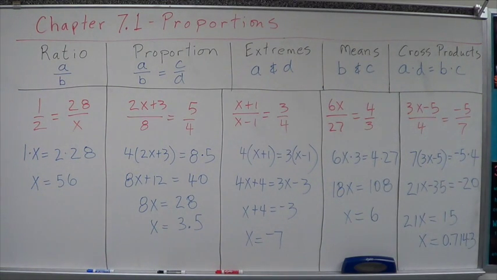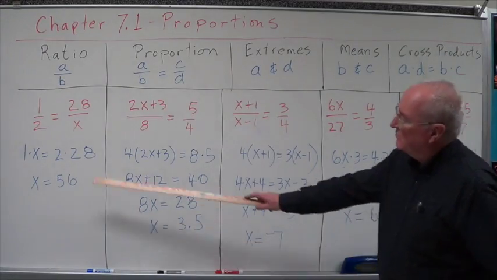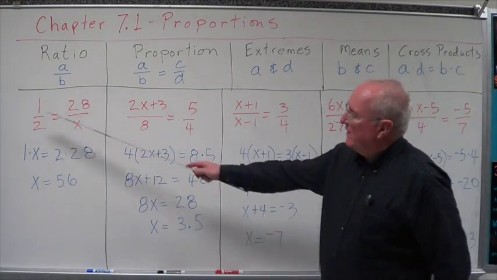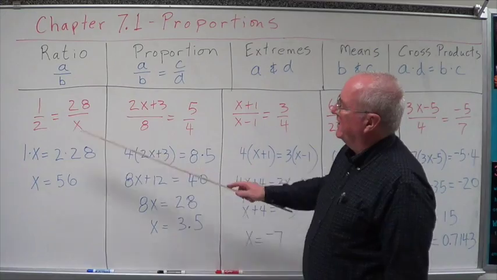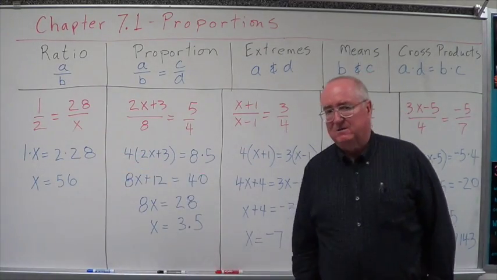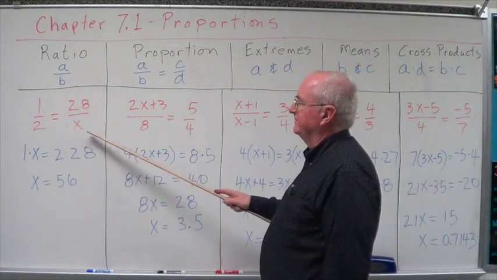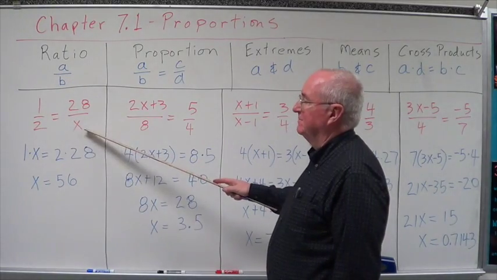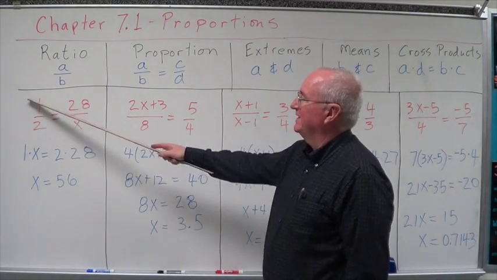Okay, now we have some more samples that we're doing on this, and here we're actually setting up ratios into proportions or equations. Remember, proportions are equations, and we're solving for an unknown. We have 1 over 2 equals 28 over x. I want to find x. Well, what do we do? Cross multiply, get our cross products.